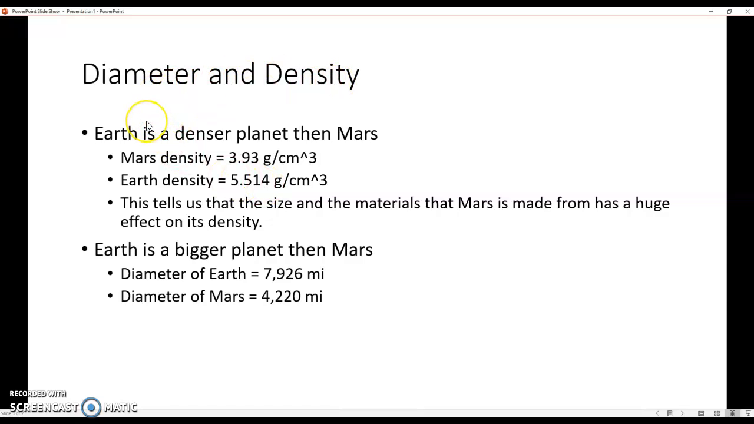Diameter and density. Earth is a denser planet than Mars. Mars's density is 3.93 grams per centimeter to the power of 3, while Earth's density is 5.514 grams per centimeter to the power of 3. This tells us that the size and the materials Mars is made from have a huge effect on its density. The different materials that the planet is made of in the core have a lot to do with the density of the planet. Earth is a bigger planet than Mars. The diameter of Earth is 7,926 miles, while the diameter of Mars is 4,220 miles.